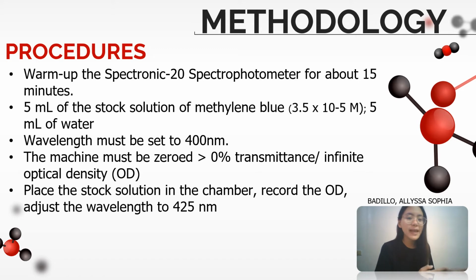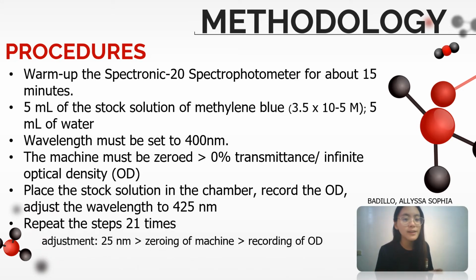Similar to the first step, the OD of the stock solution for this adjustment must be recorded. The same steps, adjusting the wavelength by 25 nanometers, zeroing the machine, and recording the OD of the stock solution, must be repeated 21 times until the readings for the same stock solution across a vast spectrum of wavelengths are gathered.